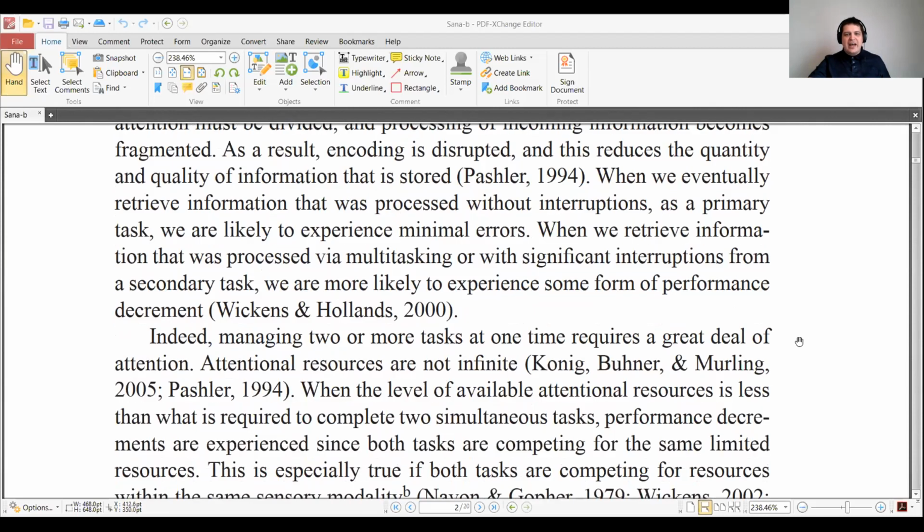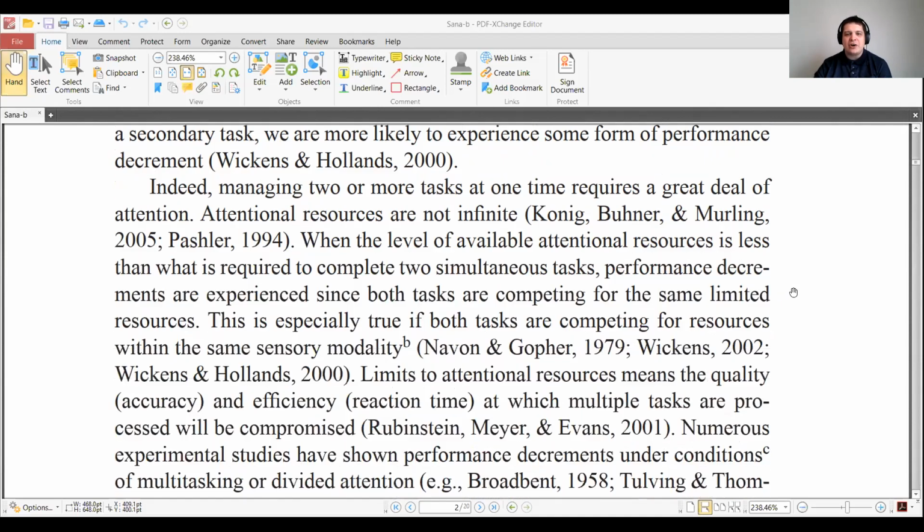And they conclude that when we retrieve information that was processed via multitasking or with significant interruptions from a secondary task, we're more likely to experience some form of performance decrement, which basically means we remember stuff worse when we learned it during multitasking or when we got interrupted. Now, those of you who are working at home, living at home with your families, you probably know how this works firsthand because you probably had significant interruptions while you're trying to write a paper or do your homework or something like that. So they're looking at how that works cognitively in this particular context.